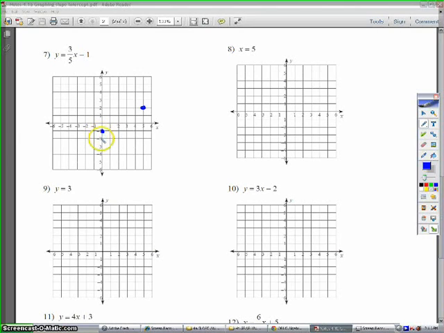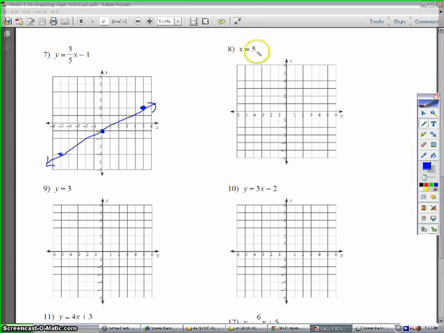So I'm going to go down 3, 1, 2, 3, and to the left 5, 1, 2, 3, 4, 5. Mark my point. It should be in line with the other two. And it is. And then I draw my line through my points. Those were the only 3 points I could draw on the graph.